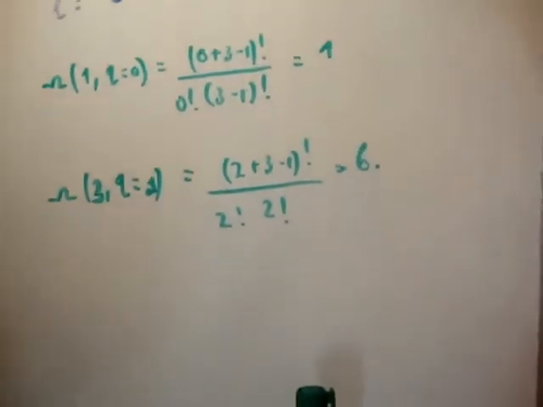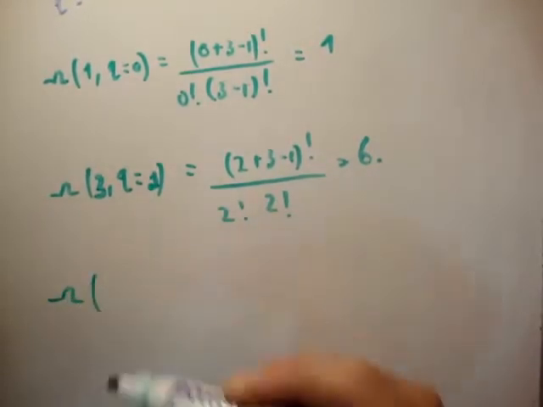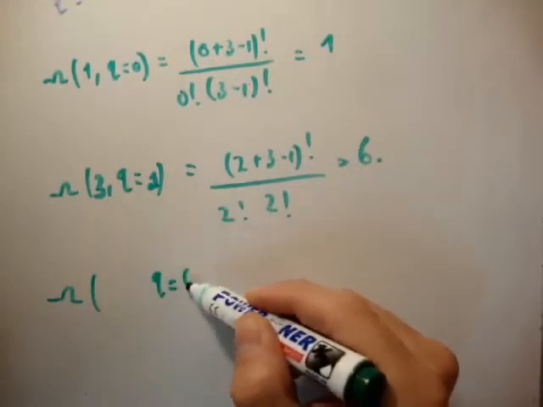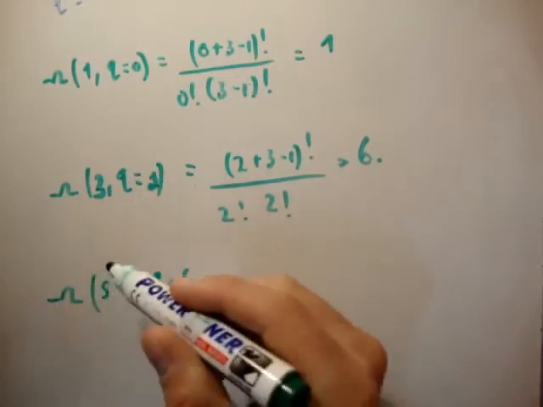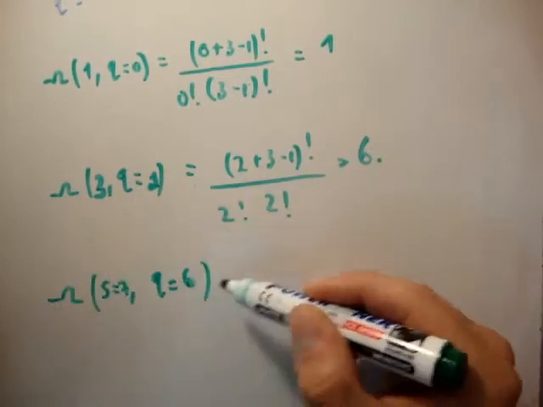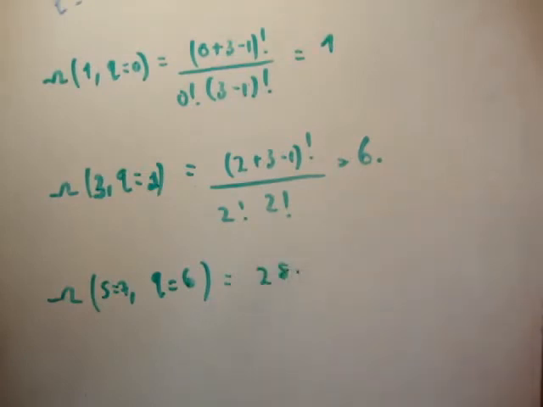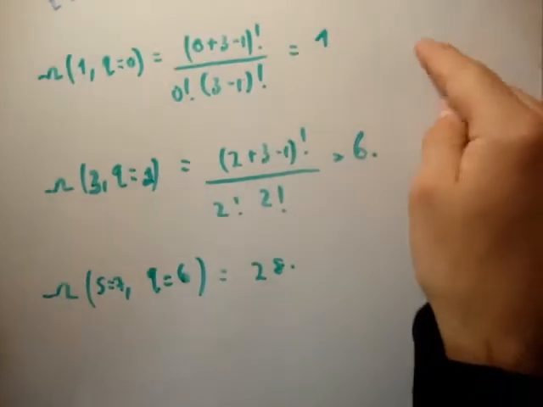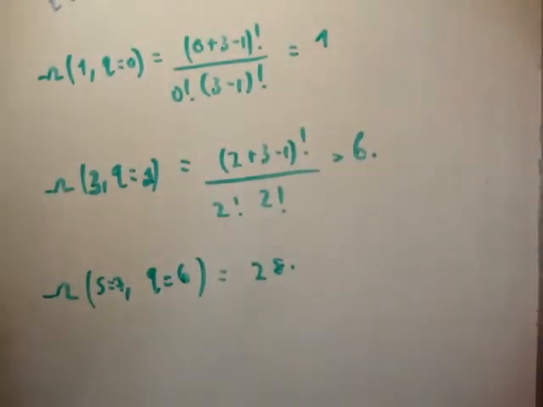Alright, I'll just show you the answer for one more: Q is equal to 6, which means it's macro state number 7. We get a multiplicity of 28. So we see that the multiplicity is getting bigger and bigger, going from 0 units of energy up to 6 units of energy, with a maximum multiplicity of 28.